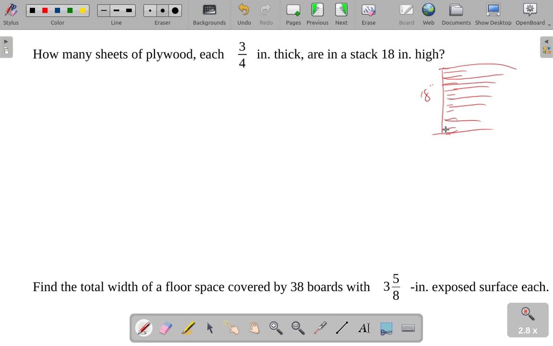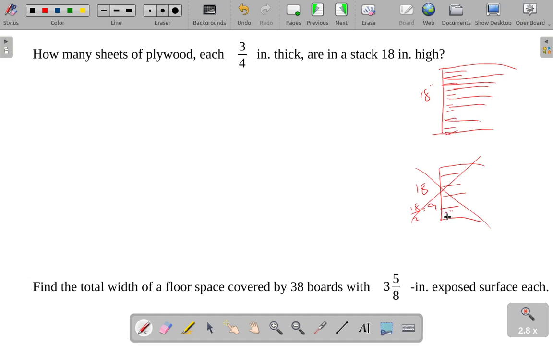Alright, that's fairly simple when you phrase it like that, but trying to figure out what sort of operation we should use might be another question. Well, let me phrase it this way instead. If our stack was 18 inches high, and each of these were 2 inches thick, how many sheets are there? Well, at this point, you're saying, okay, they're 2 inches thick. What number times 2 should give us 18? We should be using division here. 18 divided by 2, which would give us 9. But of course, that's not the problem we're looking at. We're looking at 3/4 inch thick.